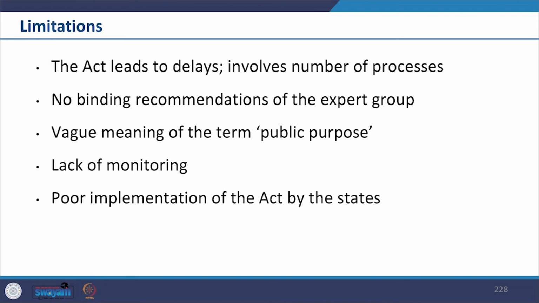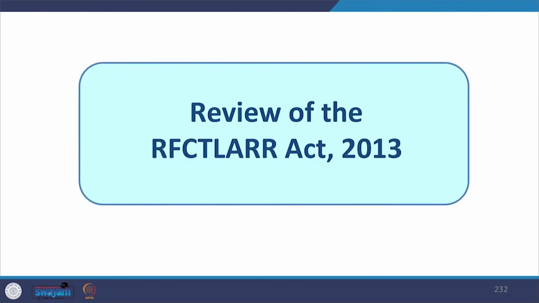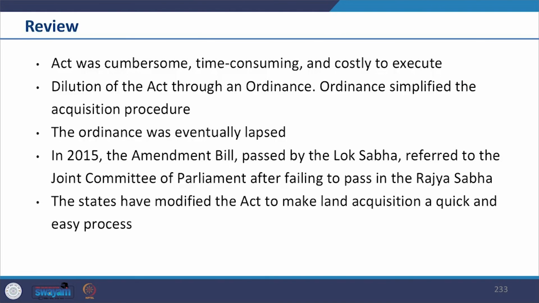We see that researchers also point out that the determination of the market value is still a challenge, and there are also lacunae in the temporary acquisition as well as prior consent. We further see that there has been dilution of the Act. Soon after it was enacted on January 1st, 2014, the government diluted the Act through an ordinance later in 2015. The reason was that the new Act was cumbersome, time consuming and cost escalating, making its implementation difficult. The ordinance also makes the process of acquisition simple.